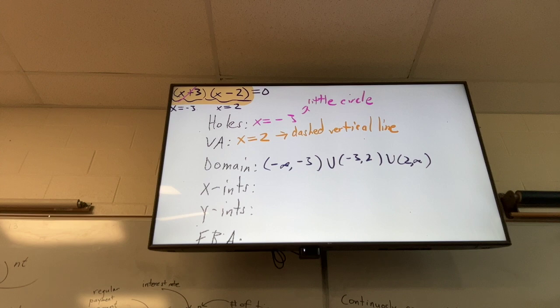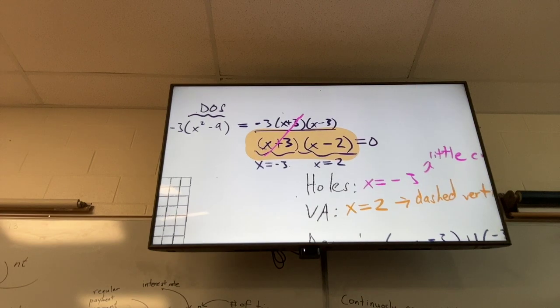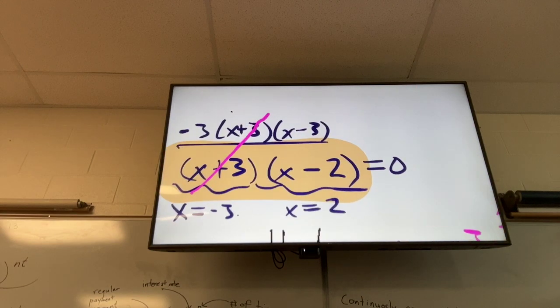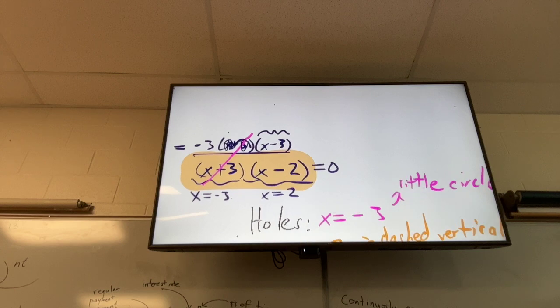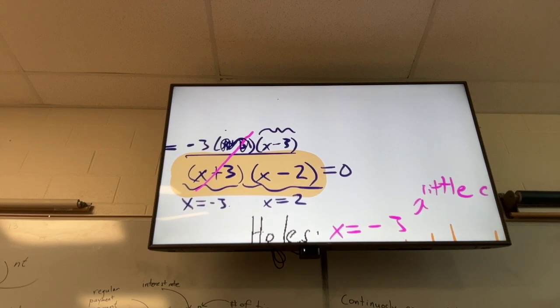All right. And how do I find my x-intercepts? Set y equals 0. Good job. Yep. So we're not gonna worry about this factor we crossed out, okay? But we're gonna set this other factor here equal to 0. So we set the top equal to 0, and we solve for x. So we set each factor on top equal to 0 and solve for x. So that gives me x equals +3.